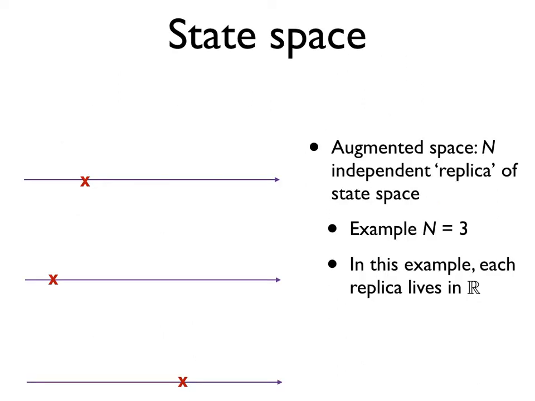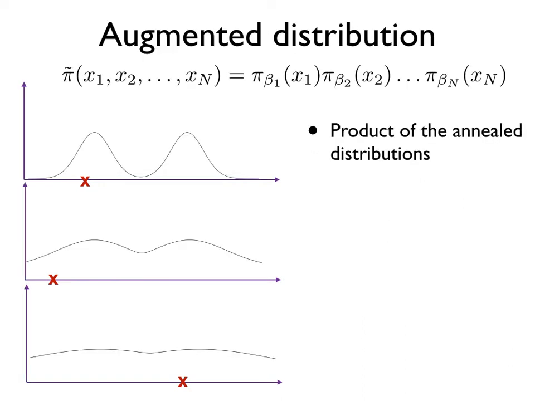So let's go over a few iterations of the parallel tempering algorithm, the standard one. Before that, let's define what will be the state space of this augmented MCMC. It's essentially taking big N independent replicas or copies of the state space of interest. I'm showing here N equals 3. And let's start with something simple where each replica lives in the real line, just for pedagogy.